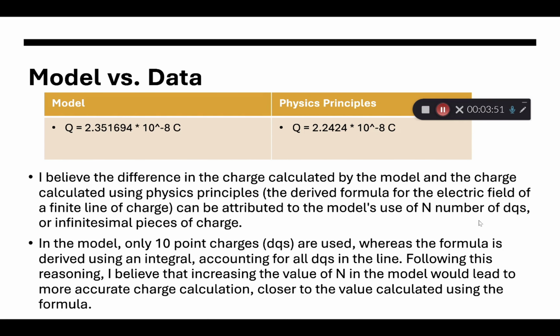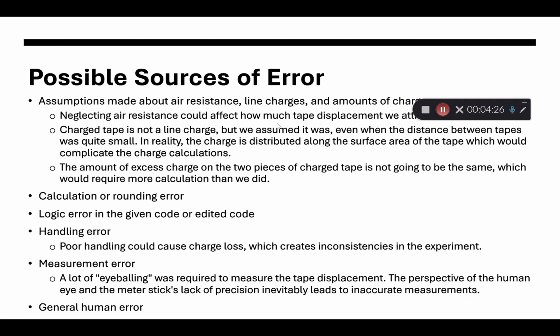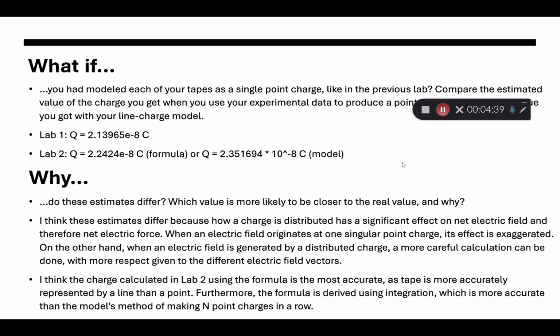Only 10 point charges are used in the model, whereas the formula is derived using an integral, accounting for all dQs in the line. Following this reasoning, I believe increasing the value of n in the model would lead to a more accurate charge calculation, closer to the value calculated using the formula. Some assumptions are same as last time. The big one here is treating the long tape as if it were a line charge instead of a surface charge. Some possible sources of error, similar to Lab 1: charge tape is not a line charge, but we assumed it was even when the distance between the tapes was quite small. In reality, the charge is distributed over a surface area, so that could cause some issues.